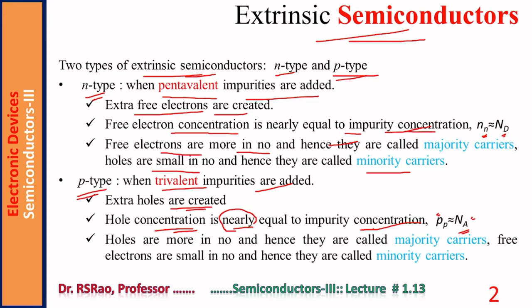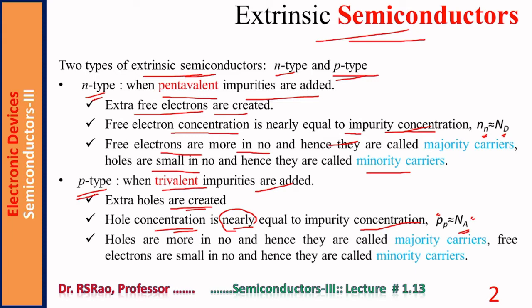What happens is, prior to addition of impurities, there exists a certain hole concentration in the slab. It is equal to intrinsic carrier concentration. It is small, of course. When impurities are added, one hole comes into being for each impurity atom that is added. So, addition of impurities gives rise to certain holes whose concentration is equal to impurity concentration.